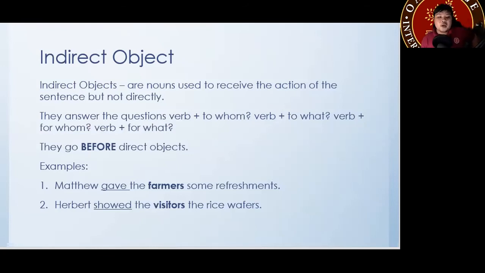2. Herbert showed the visitors the rice wafers. Herbert showed what? Rice wafers. That is the direct object. So what about visitors there? So he showed the rice wafers to whom? The visitors. Visitors there is the indirect object. Okay, so that's how you find the indirect object.